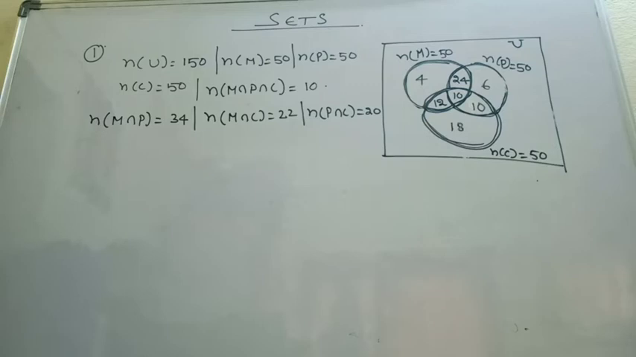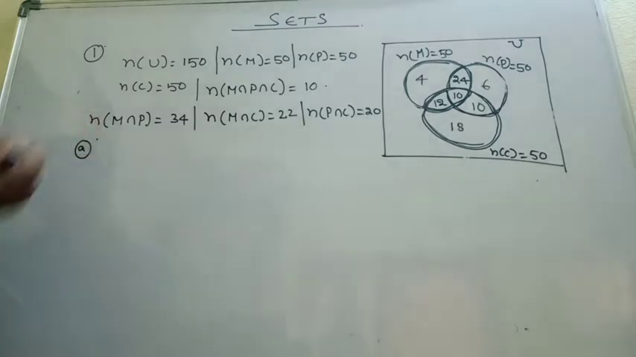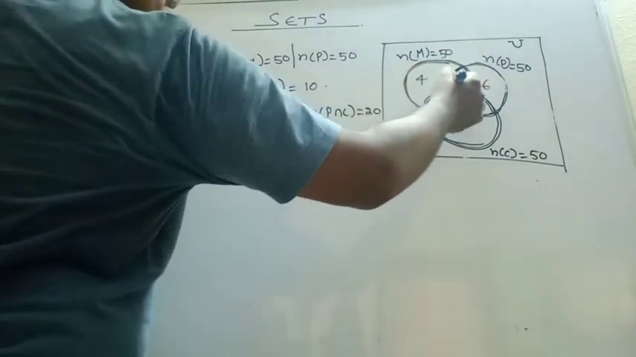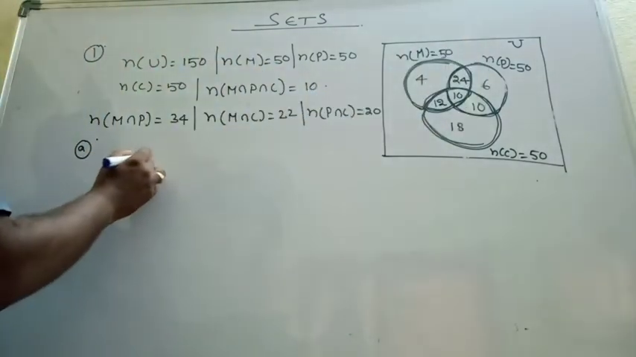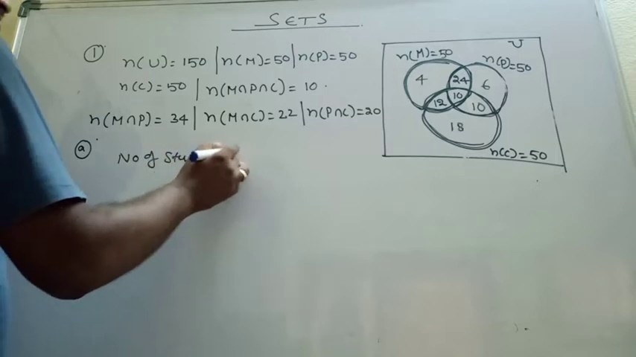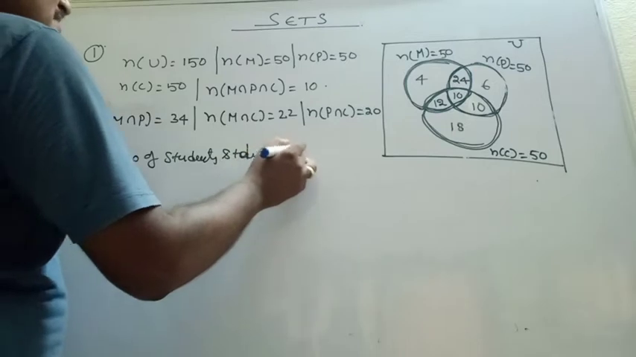Now the first question they are asking is here. In this A part, the first question, find the number of students who are studying only maths. See, beautifully we have got only maths is 4 students. Now, number of students studying only maths.